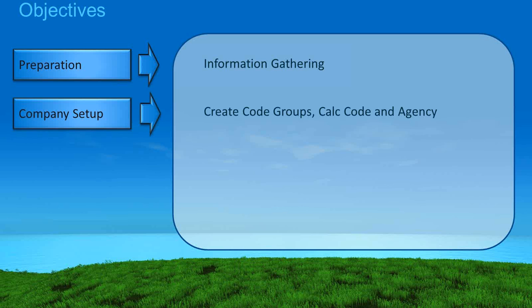The next thing you do, regardless: there are two ways to do 401k calculations in M3. One is with VBScripting, and the other is with the 401k wizard, which is on the 401k tab in the company setup section. Regardless of which mechanism you choose, there are also some other things you should do, and they're listed here. Create the code groups that you're going to use in the calculation.